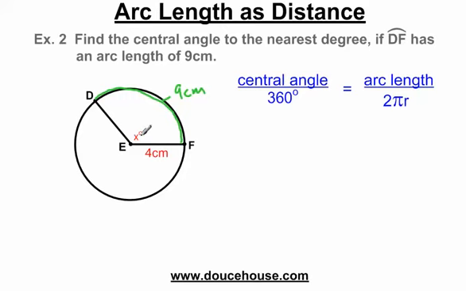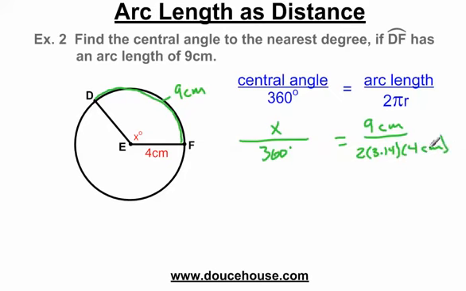We're finding the central angle, and so the central angle is going to be x here over 360 degrees equals arc length we know is 9 centimeters over 2 times 3.14 times the radius is 4 centimeters. And so let's simplify. Again, I'm going to simplify this guy first before I do anything. 2 times 3.14 times 4 centimeters, and I get 25.12. Let's say we have 9 centimeters on top, x is on top over 360.